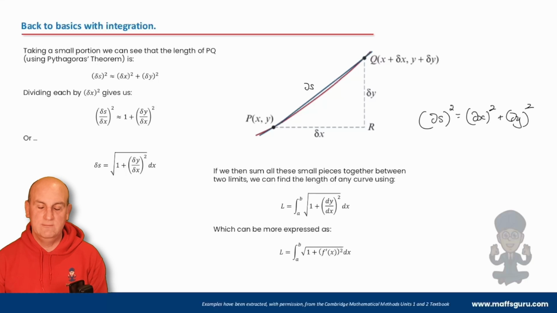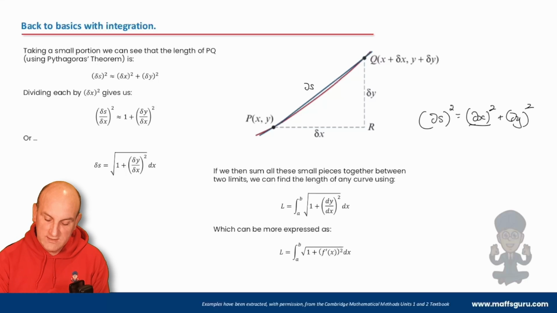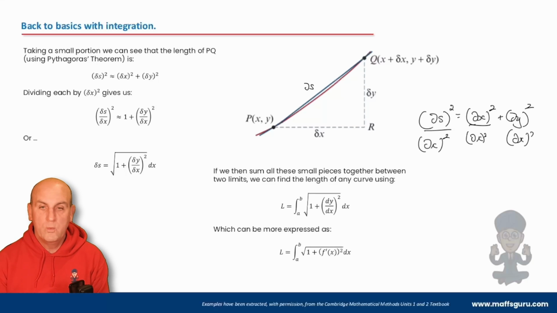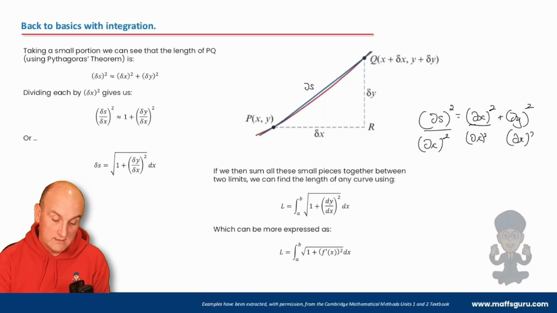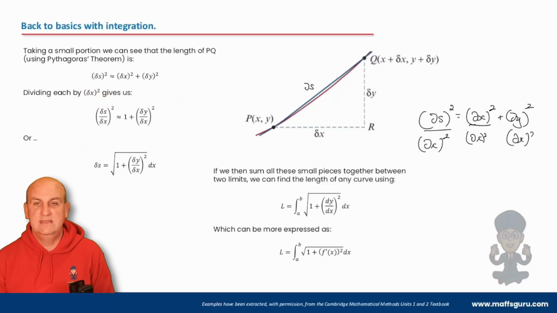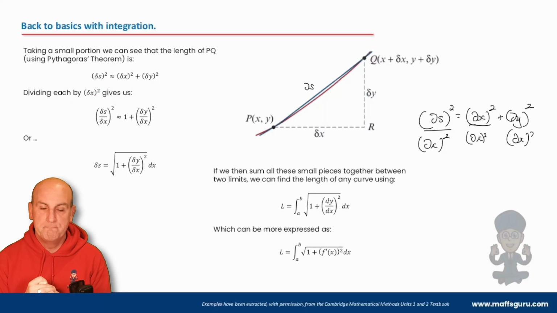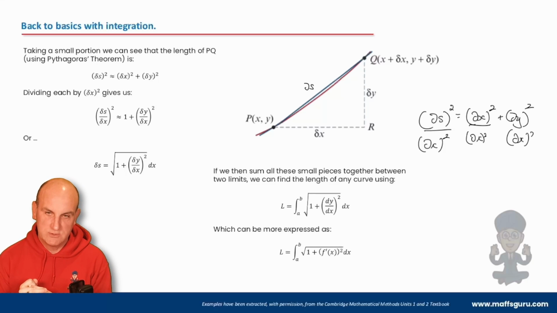Now, if we divide both sides by delta x squared, what do we actually get? Well, believe it or not, I've already done that for you. We get ds by dx all squared is approximately equal to 1 plus dy by dx, or delta y by delta x, all squared.